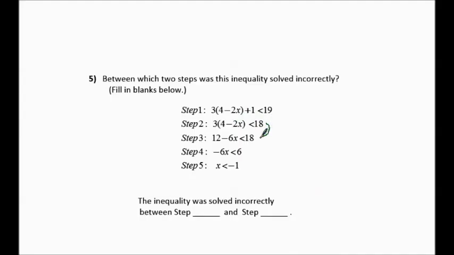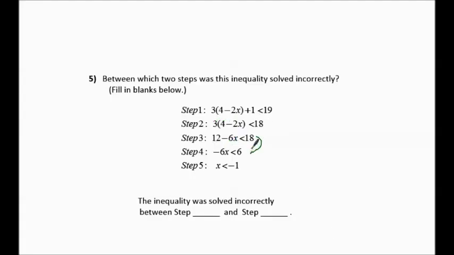Now looking at from step 2 to step 3, the parentheses are no longer there in step 3, so what they must have done is multiply the 3 times the 4 to get the 12, and then multiply the 3 times the negative 2x to get the negative 6x. So that's correct.